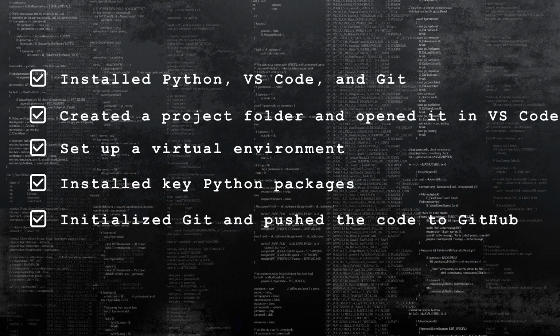To recap, here's everything we've done today. Installed Python, VS Code, and Git. Created a project folder and opened it in VS Code. Set up a virtual environment. Installed key Python packages. Initialized Git and pushed the code to GitHub. That's a solid day one.